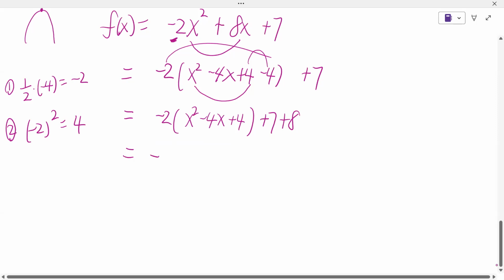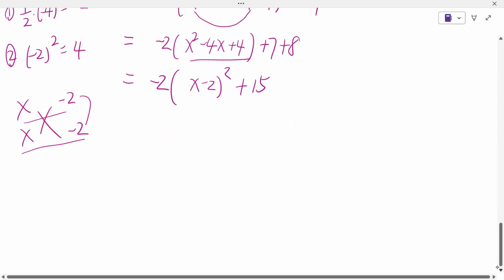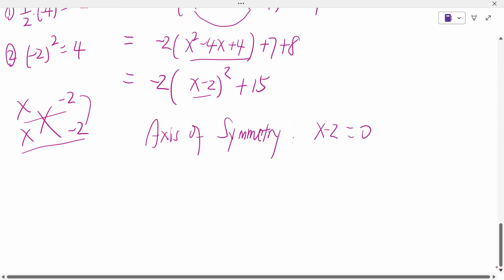So now we almost add -2, and this is a perfect square. It will be this, right? -2, -2, both negative. Must be negative, so it turned into a perfect square, x minus 2 squared, and adding 15. Then right here, axis of symmetry comes from this. So symmetry line, it's gonna be x minus 2 equals 0. So x equal to 2. That's axis of symmetry.